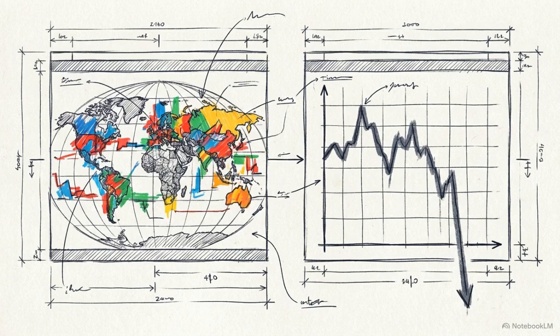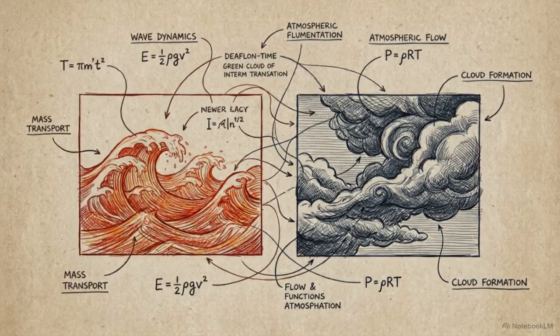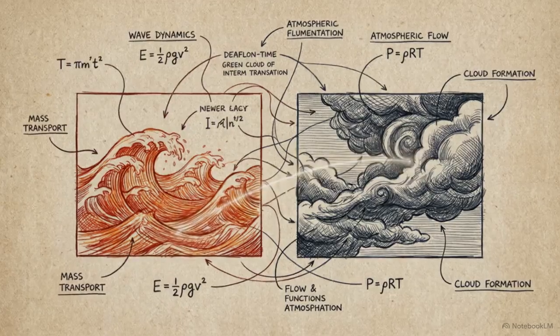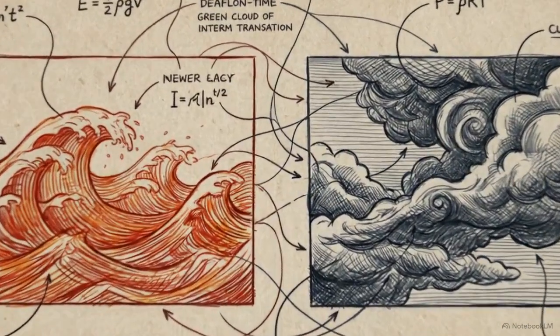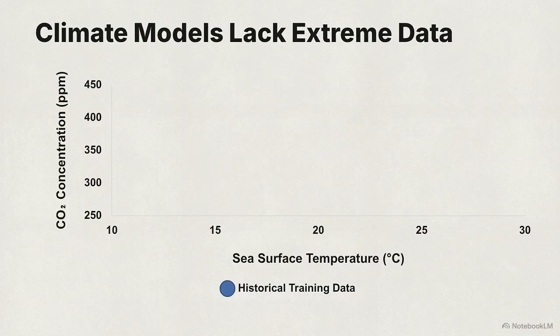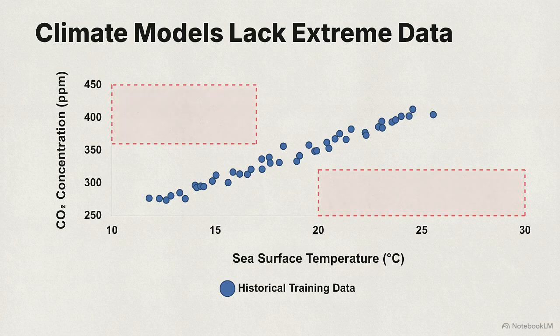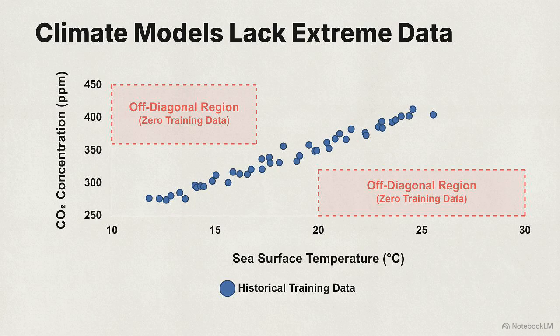When forced outside the bounds of correlated training data, the machine learning architecture fails across both spatial patterns and temporal timescales. To fix this, the machine learning model must be forced to learn the distinct physical pathways of sea surface temperature and CO2. Plotting sea surface temperature on the x-axis and CO2 concentration on the y-axis, historical data forms a tight diagonal line. This leaves vast, empty quadrants. The model has zero data to learn how climate behaves in these off-diagonal regions.